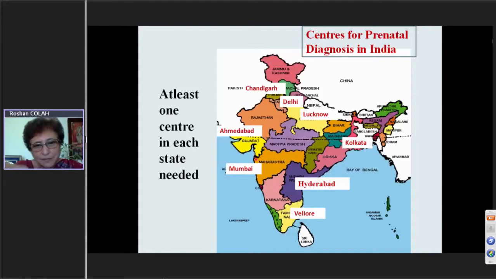But we need many more centers. These are not going to be enough to cover the whole country. We can't expect couples to keep traveling long distances to reach a diagnostic center.